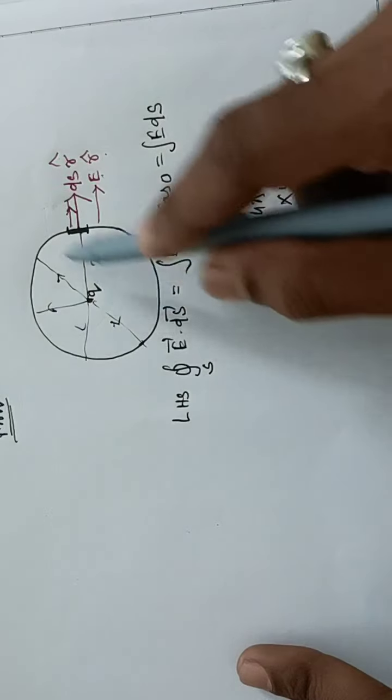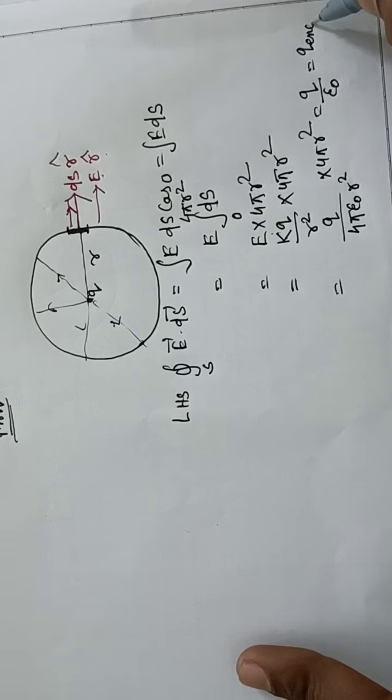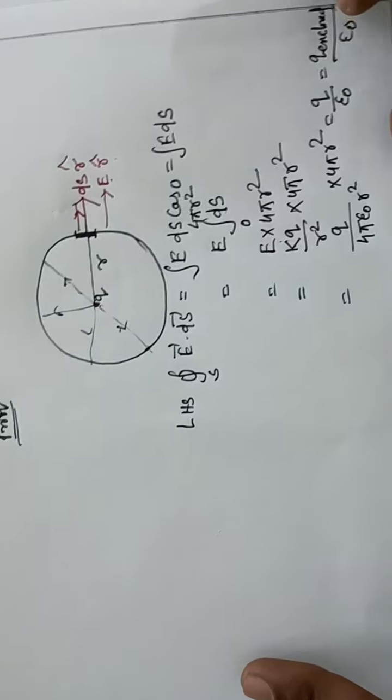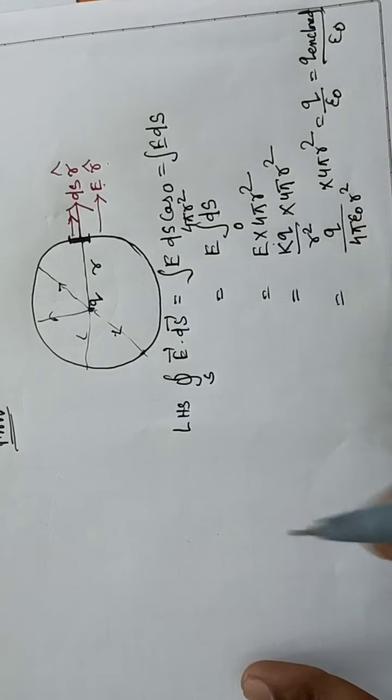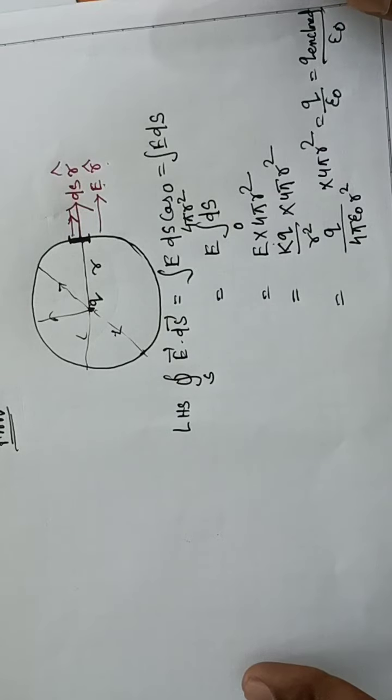And this q is enclosed within this Gaussian surface. That's why it can be written as q enclosed upon epsilon naught. This is a very basic proof that a student has to keep in mind for the board papers. These questions can be asked for 2 to 3 marks.